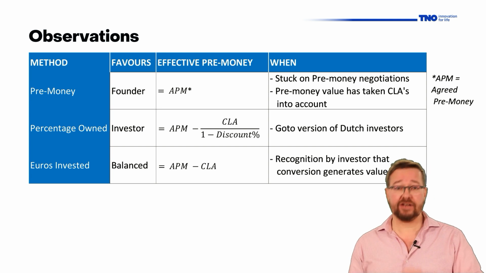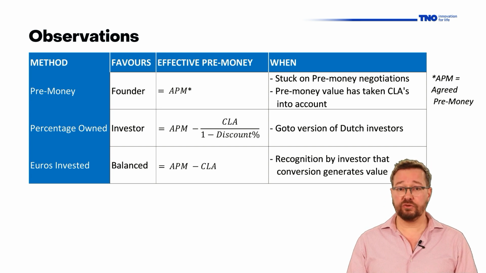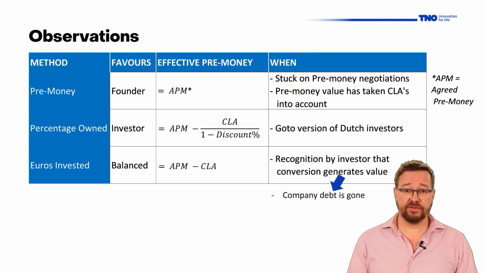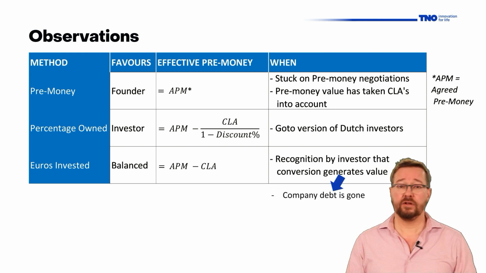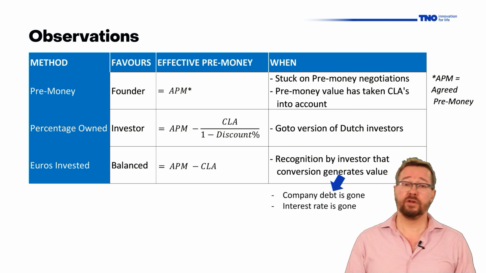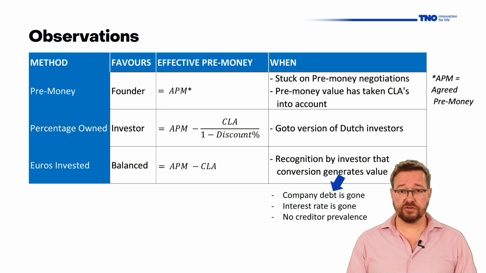However, the fact that moneylenders are willing to convert their loan into equity inherently increases the value of the company. First, the debt the company previously had is gone. Second, the interest rate on the CLA is gone. Third, if the company defaults, the creditors no longer have precedence over the shareholders. And this value increase should have a positive effect on the pre-money.